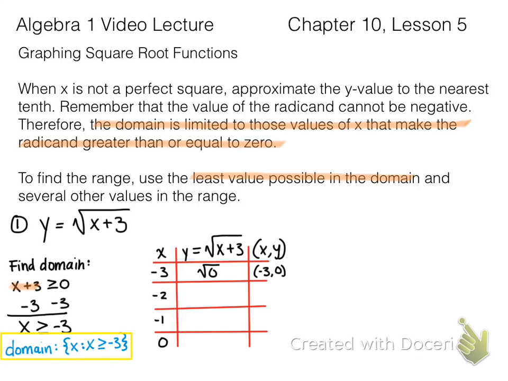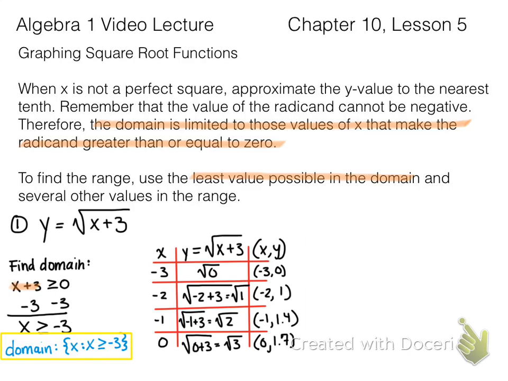What happens when I plug in -2? Well, I get the square root of 1 out, which is just 1. If I plug in -1, I get the square root of 2 out, which is about 1.4. Now, if I plug in 0, I'm going to get the square root of 3, which is 1.7. All right, so those are the answers. Now, if you'll notice, all of the y values start at 0 and only get bigger, which means we can write the range as numbers that are greater than or equal to 0. So those are my three answers.